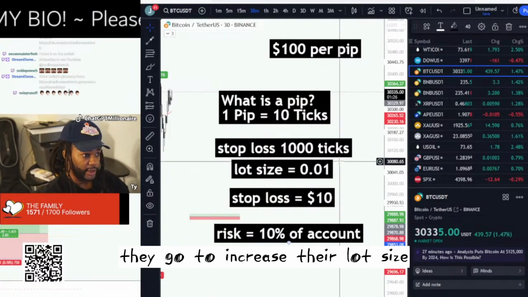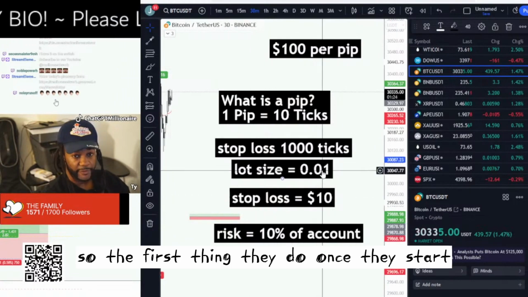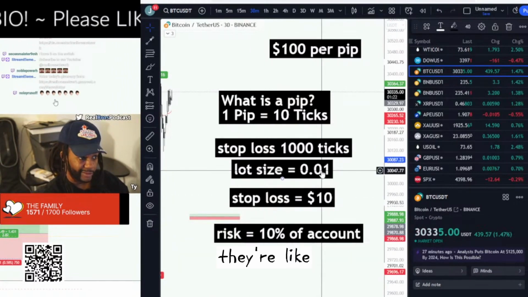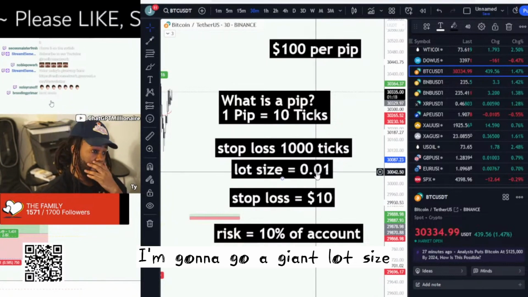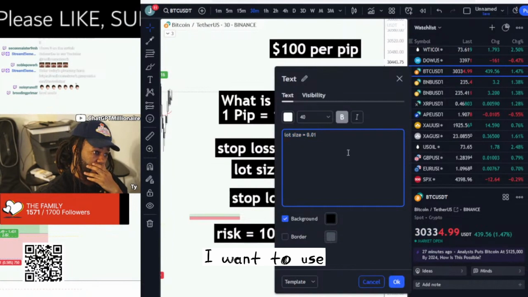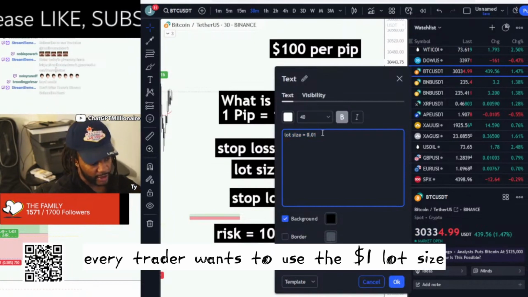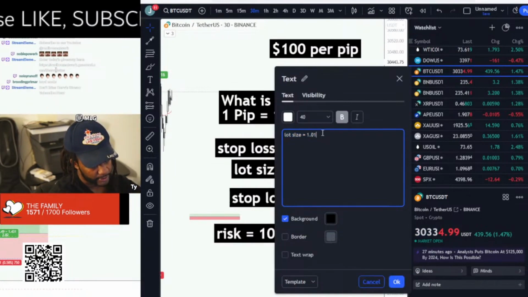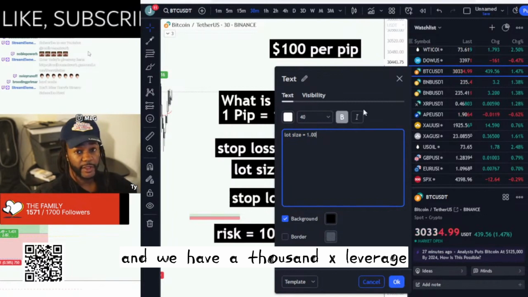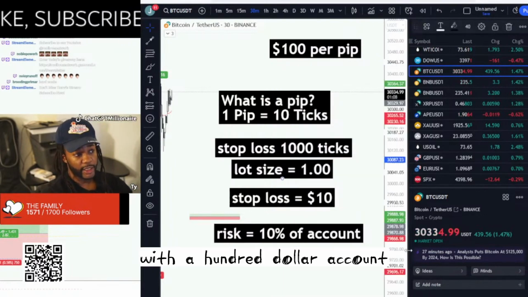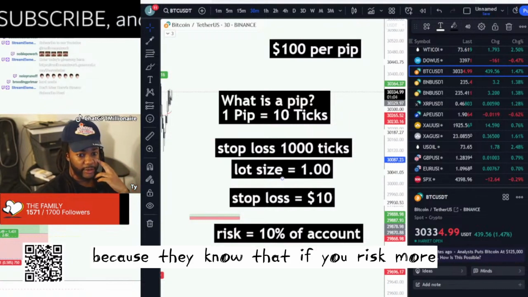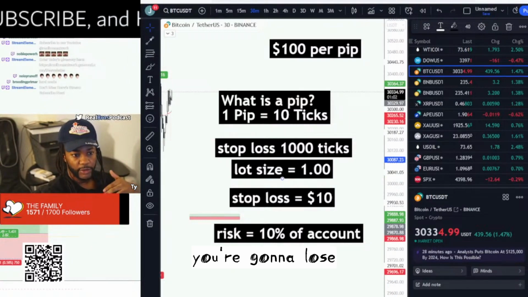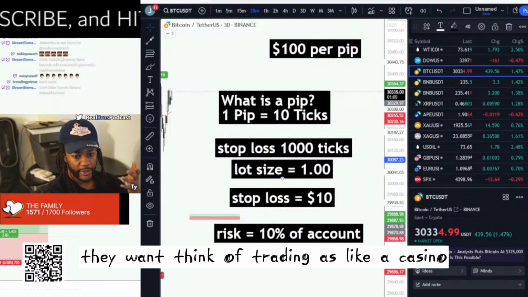Most traders, they go to increase their lot size. So the first thing they do once they start, they're like, 1 penny is too small for me, I'm gonna go with a giant lot size. Every trader wants to use the $1 lot size. And when you have 1,000x leverage with a $100 account, it allows you to use the $1 lot size, because they know that if you risk more, you're gonna lose and you're gonna be giving money away to the brokers.